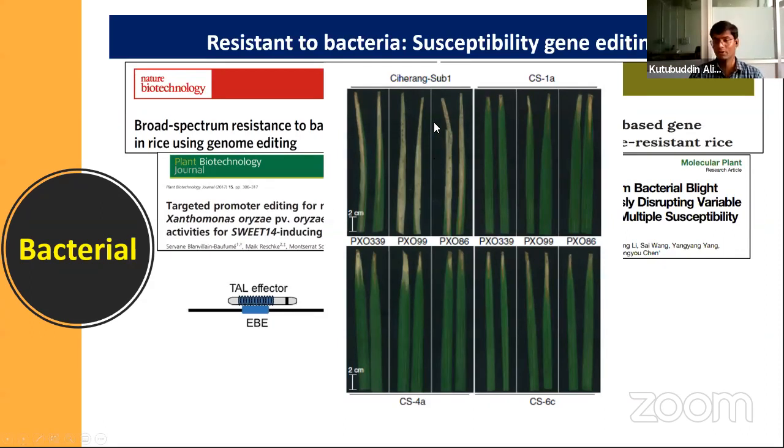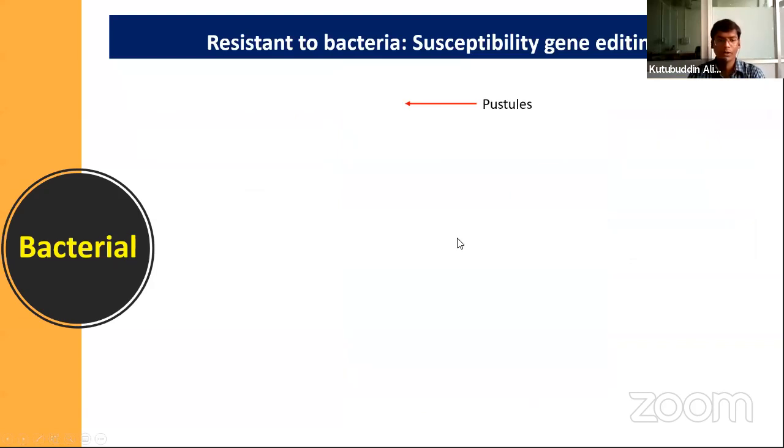If I want to give you a snapshot of this one, this is the wild type that has not been edited, infected hugely with the bacterial blight pathogen. These are the different genome edited lines, and you can see how restricted the infection is when it is edited. Okay, so now let me give you another example of bacteria.